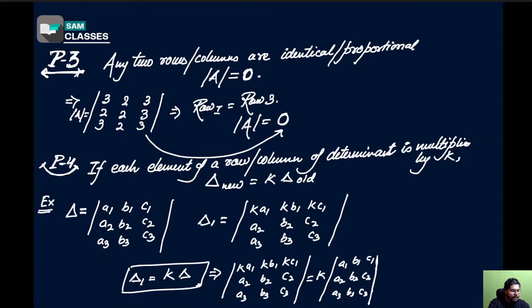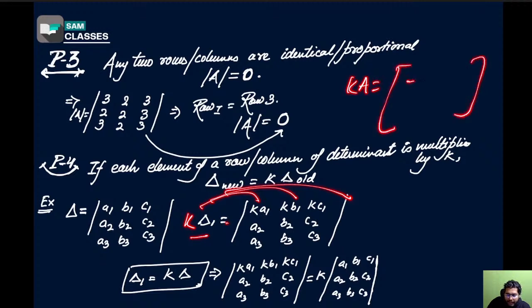What we have here is, the next part is, if each element of a row or column of a determinant is multiplied by k, then the new determinant will be k times the old one. See, earlier it was different, here it is different. If you just multiply k to the determinant, it means any one of the rows gets multiplied. And for a matrix, each and every element gets multiplied by k.